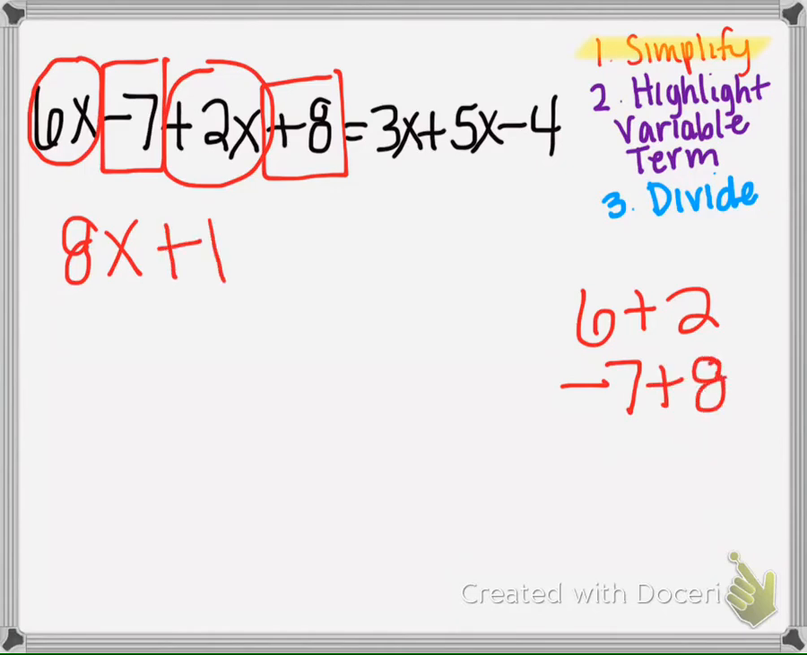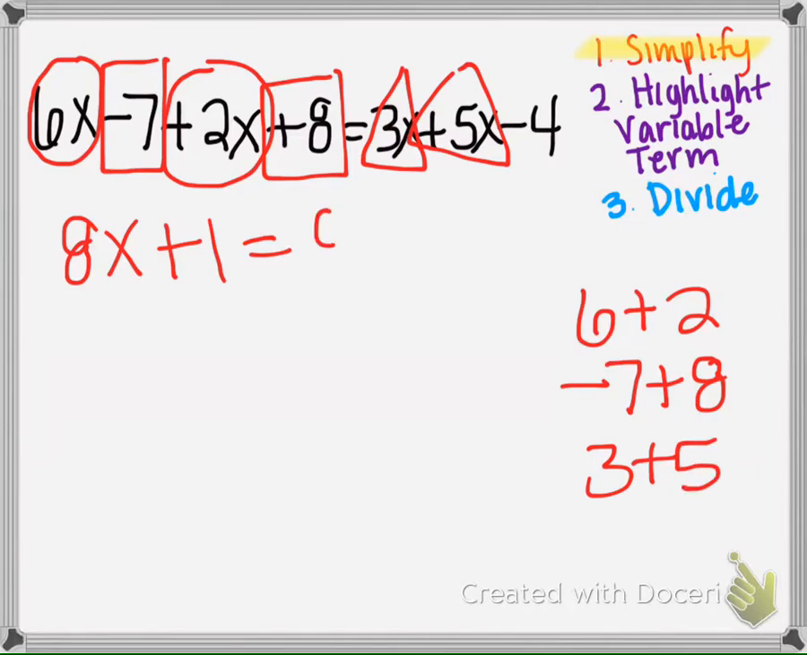So positive 1. Okay, now we look at the right side, and we have a 3x and a 5x. So 3 plus 5 is 8x. And then we have minus 4.